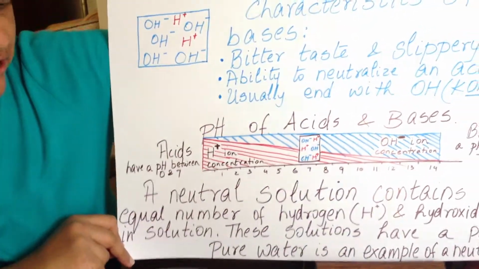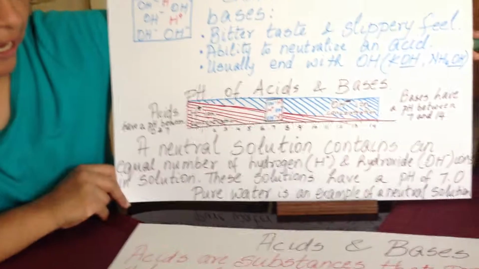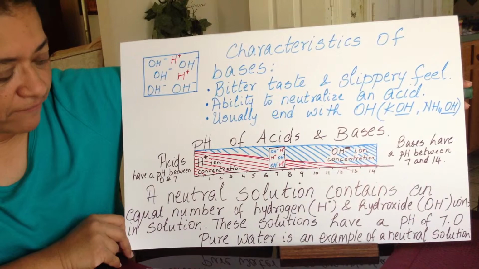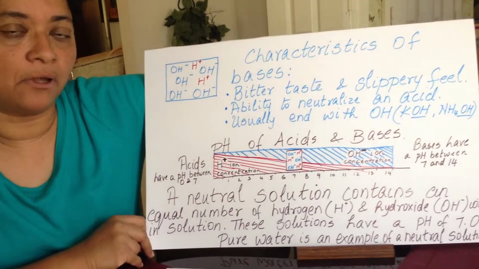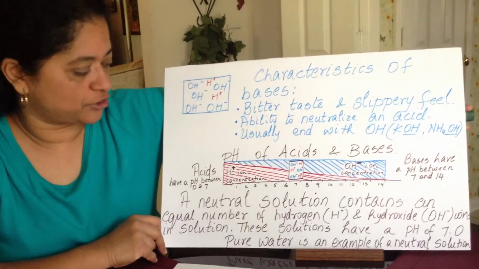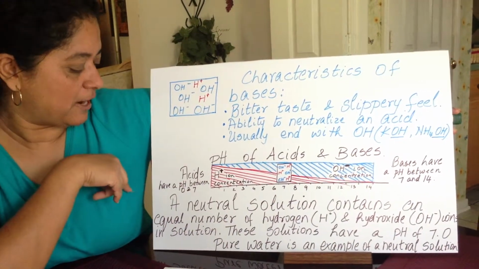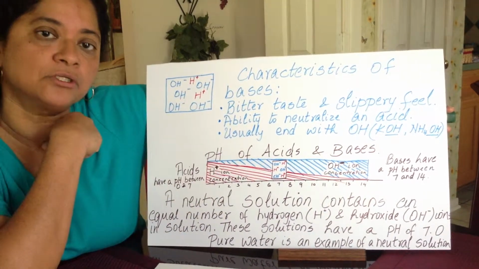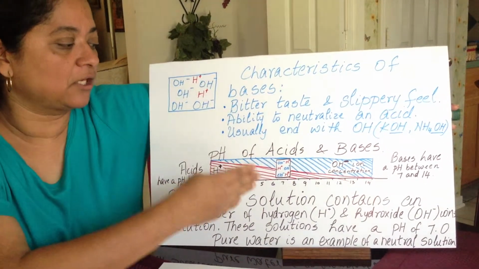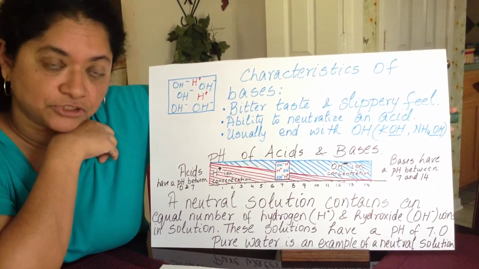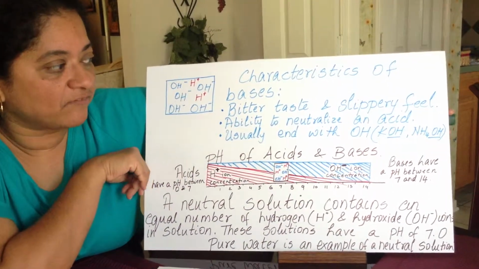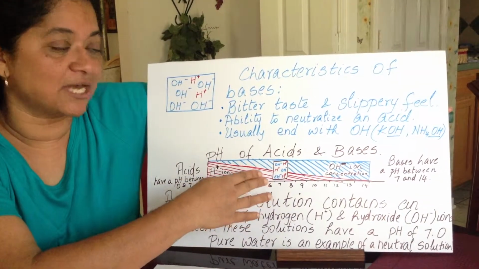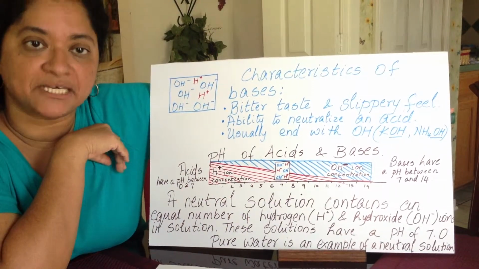Okay, a neutral solution contains an equal number of hydrogen and hydroxide ions in solution. These solutions have a pH of 7. Pure water is an example of a neutral solution. Acids, however, have a pH between 0 and 7. So anything to the left of that neutral pH 7 would be an acidic solution. Bases have a pH between 7 and 14, and therefore anything that has a pH higher than 7 would be a basic solution.